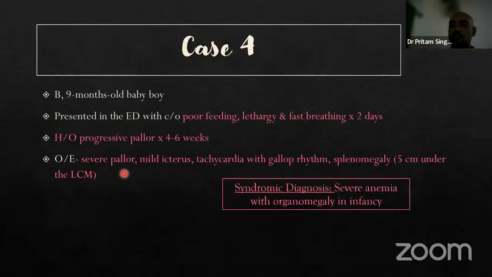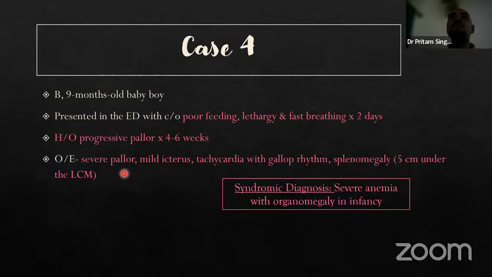So the syndromic diagnosis here is severe anemia with organomegaly in infancy. So can someone volunteer to offer me 2 or 3 differentials in this context? Just mentioning thalassemia is not sufficient. What thalassemia? Yes, thalassemia major probably.